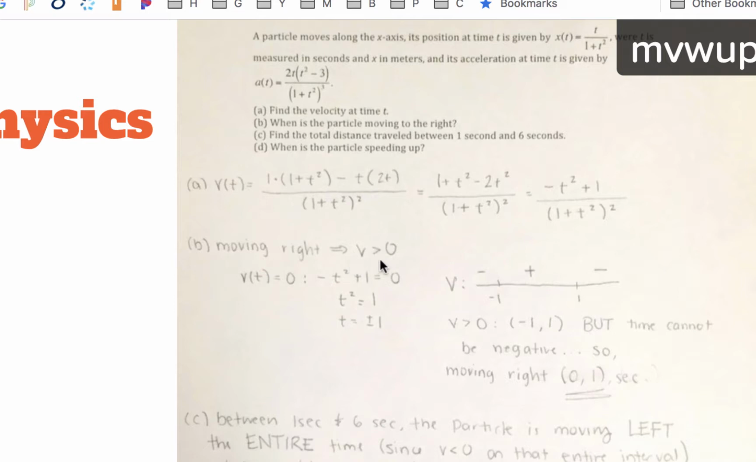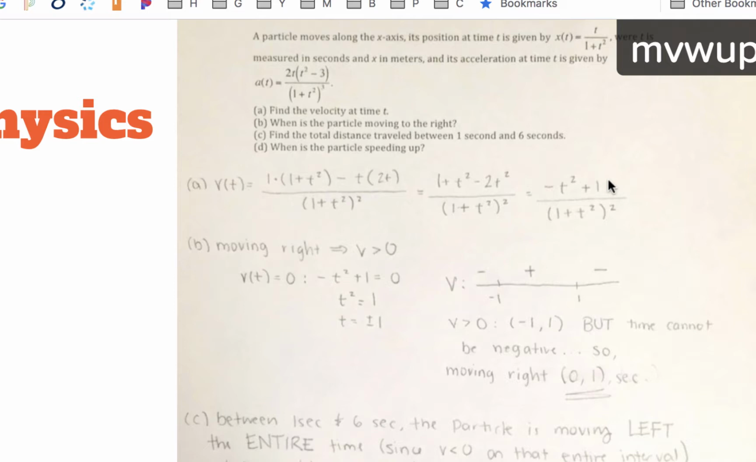Moving right because velocity is greater than 0. You just got half credit in my class, at least, not on the AP exam, but in my class. How do I figure out where velocity is greater than 0? Well, I had this velocity equation, and to know where it's greater than 0, I notice that the denominator is always going to be positive because it's squared.